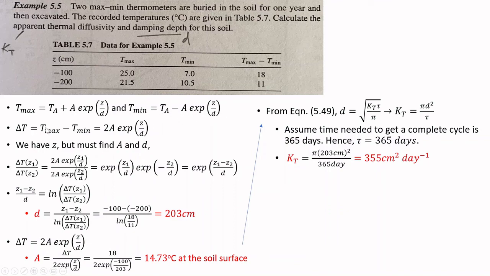So we take the T max minus T min. For this case, we will get the change of temperature equals 2A multiplied with the exponential Z over D. Alright, and then we have two different depths. So in this case, we take the ratio of depth 1 over depth 2, and then we can actually calculate the damping depth.